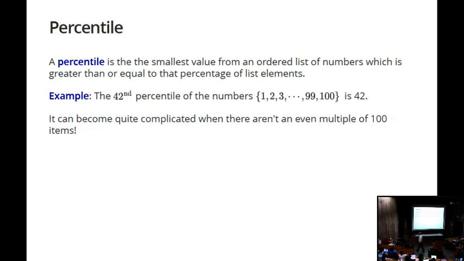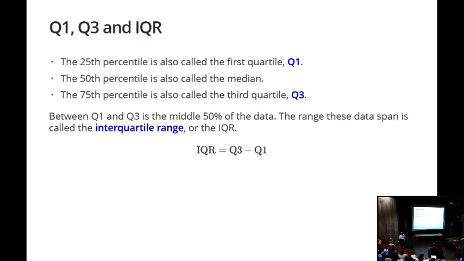And so if you want a really simple example where we can divide things really evenly, the 42nd percentile of the ranked list 1 to 100 is 42. Because 42 is greater than or equal to 1 to 42, which is 42% of the total data. It becomes very complicated to compute when you don't have this, but we have computers, and I'll show you how to do it in just a moment.